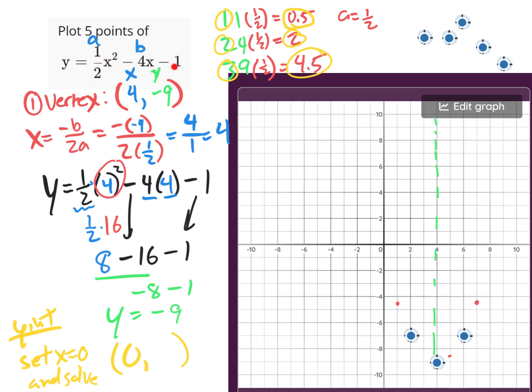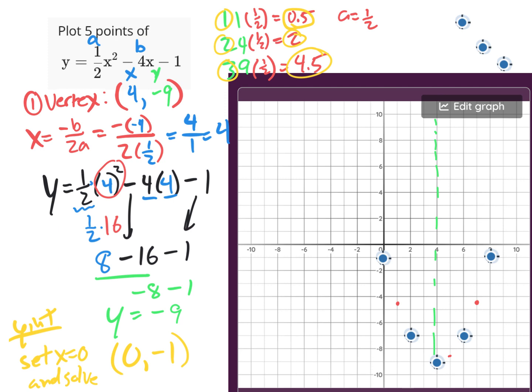What do you get? When you plug in zeros right there, 0 squared 0, 1/2 times 0, 0, 4 times 0, 0, 0 take away 0, 0, 0 minus 1, -1. So the y-intercept is 0, -1, and that location is right here, 0, -1. So that is a nice point. That's what you put right there, and then you could map that over to the other side. So 1 unit, 2 units, 3 units, 4 units, 1, 2, 3, 4, and there's your perfect parabola.